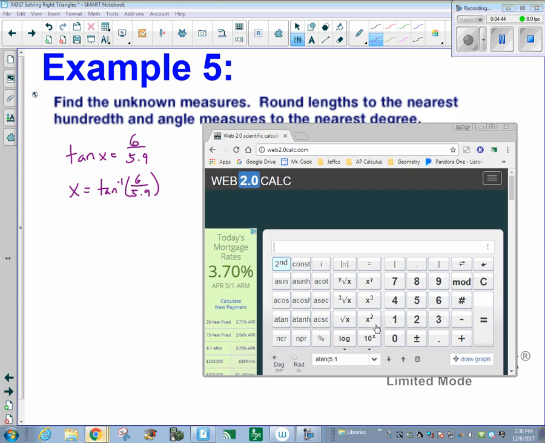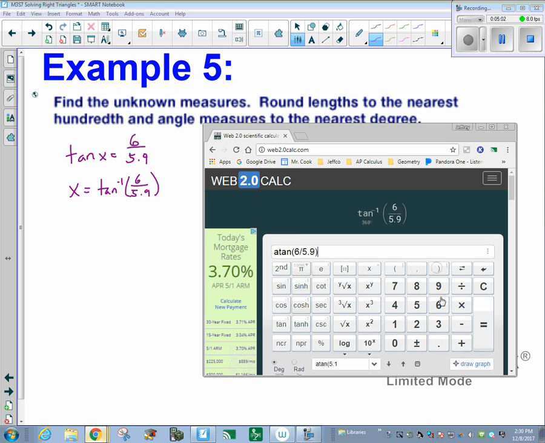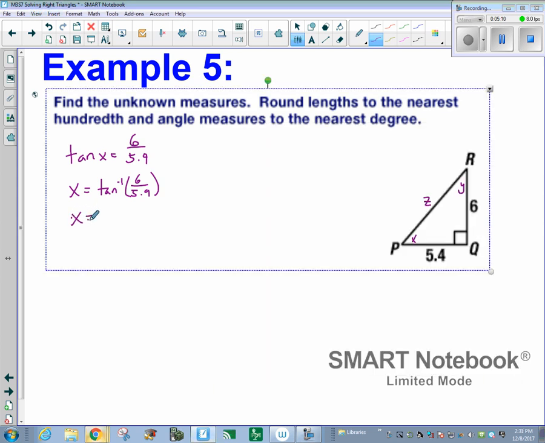There's my calculator. I'll clear it out. We're going to go arctangent of 6. Where's divided by? I don't see divided on this. Go to the seconds. Oh, there it is. Divided by 5.9. Close the parentheses. Equals, looks like 45.5 degrees. So angle X is 45.5 degrees.